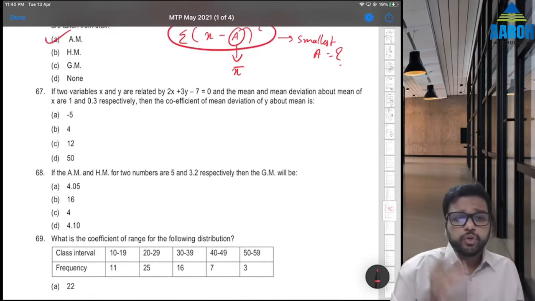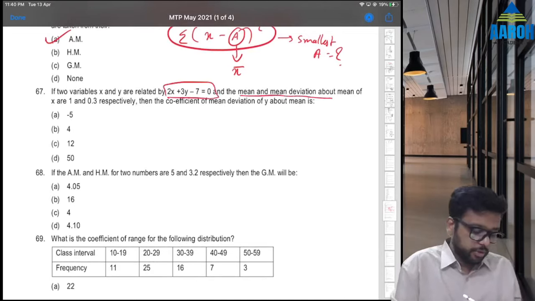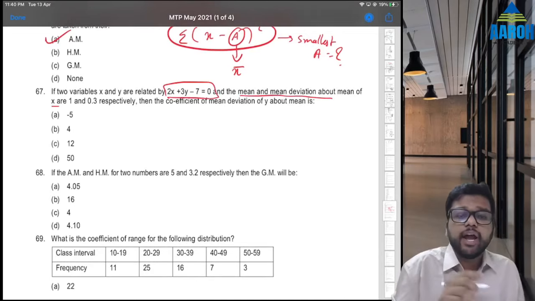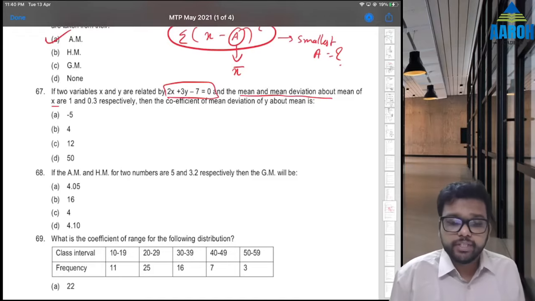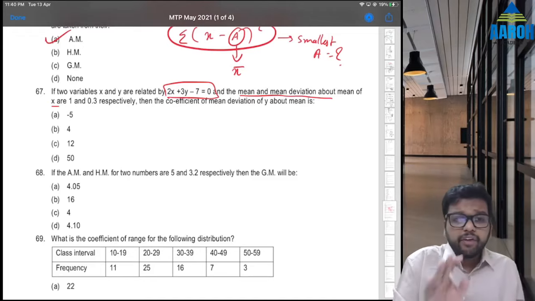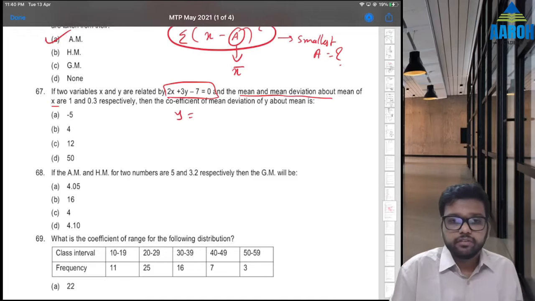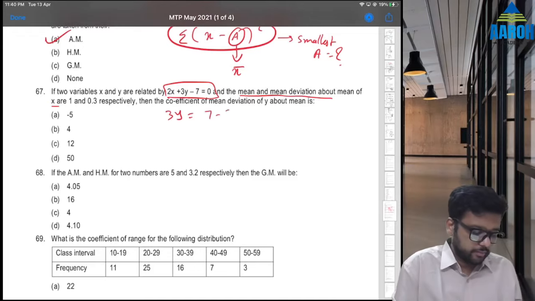67. If two variables x and y are related by this, and mean and mean deviation about mean of x are 1 and 0.3 respectively, then coefficient of mean deviation of y about mean is. So it is a change of origin, change of scale question. They have given data for x, so let's arrange this in the form of y is equal to something. How will it be? 3y is equal to 7 minus 2x. So y is equal to 7 by 3 minus 2 by 3 x.